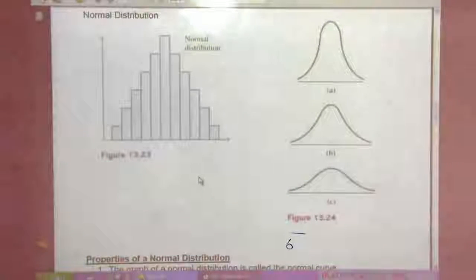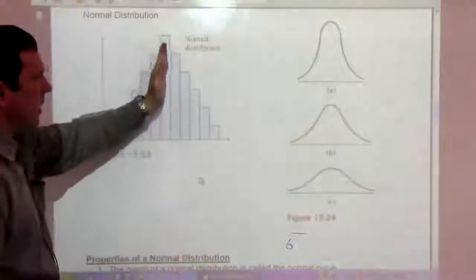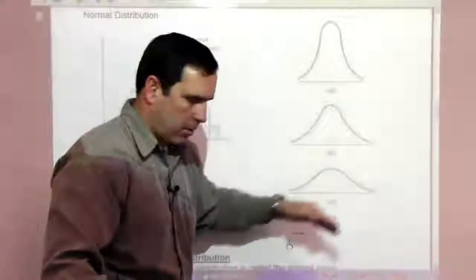Okay, the next one is the normal distribution. This is a curve where it's small on the outsides and works up to a peak on the inside. So you get a curve like that. It's called a bell curve.